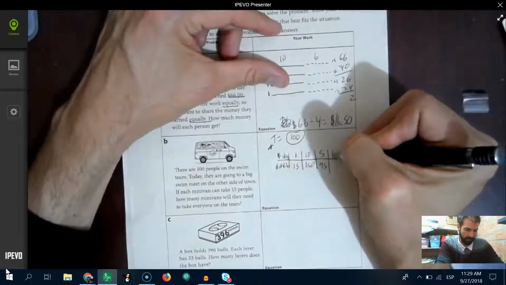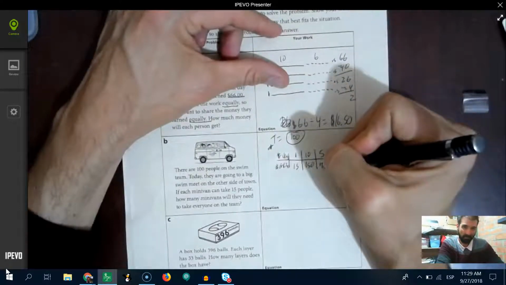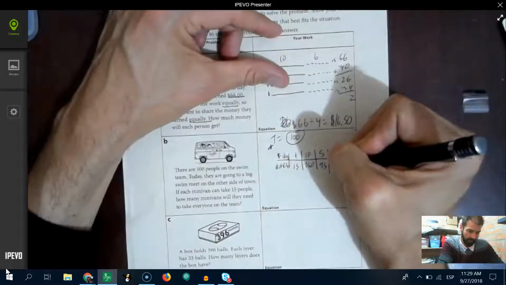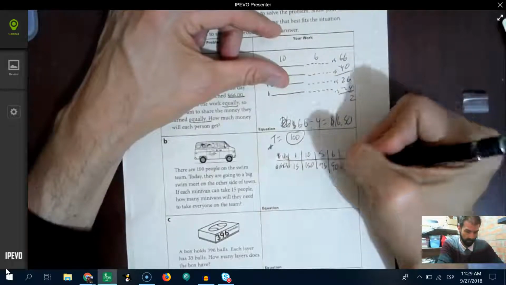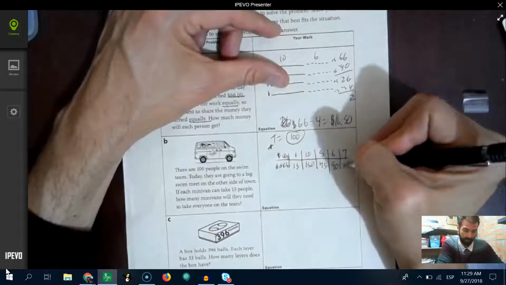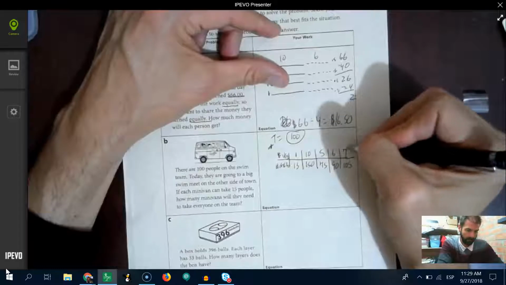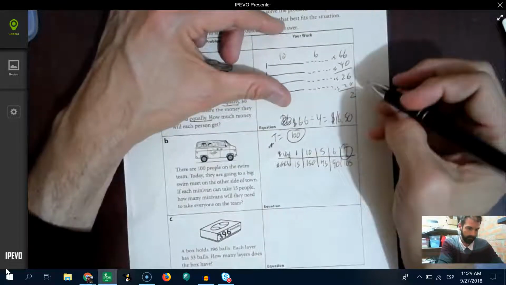So 6 would be 75 plus 15. So 75 plus 10 is 85, plus 5 is 90. Okay, I'm getting close. So that looks like 7 would be, what, 15 more. So 90 plus 10 is 100, and then 5 more is 105. It looks like we would need 7 vans.